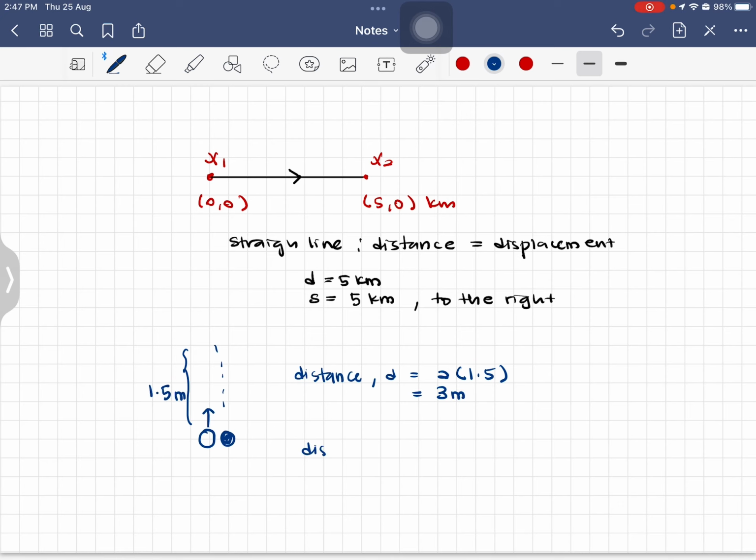But for the displacement, it looks like the ball is not moving at all. So your displacement is 0. No direction, because its displacement is 0. Okay? Okay, that's all.